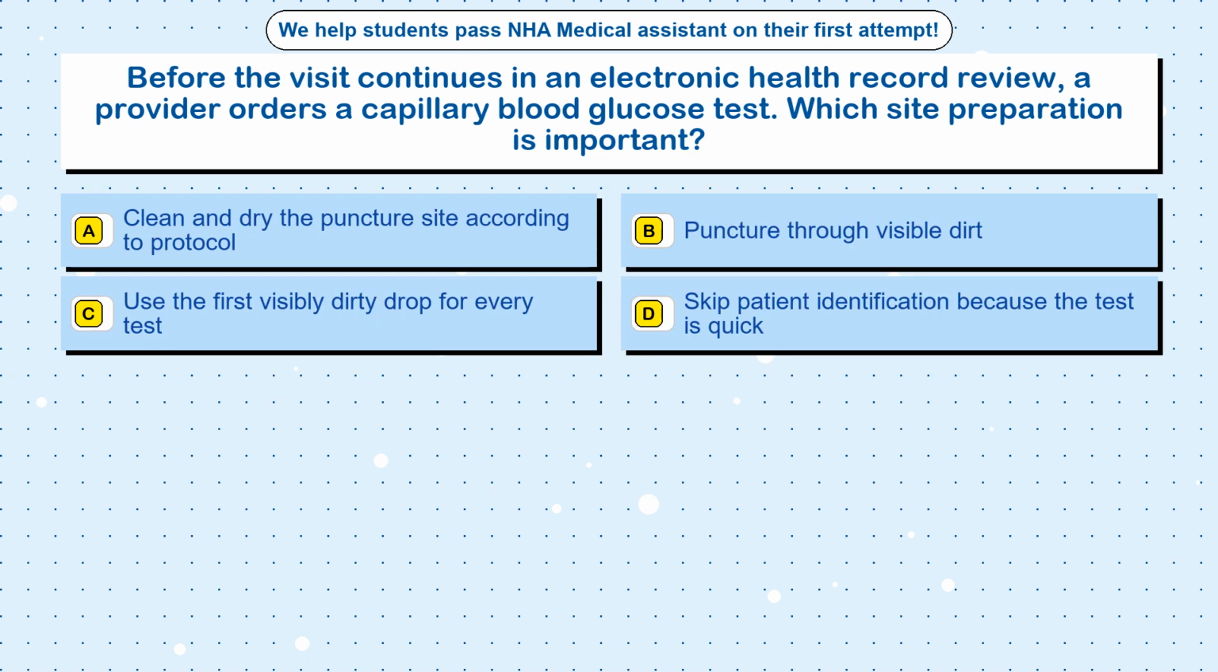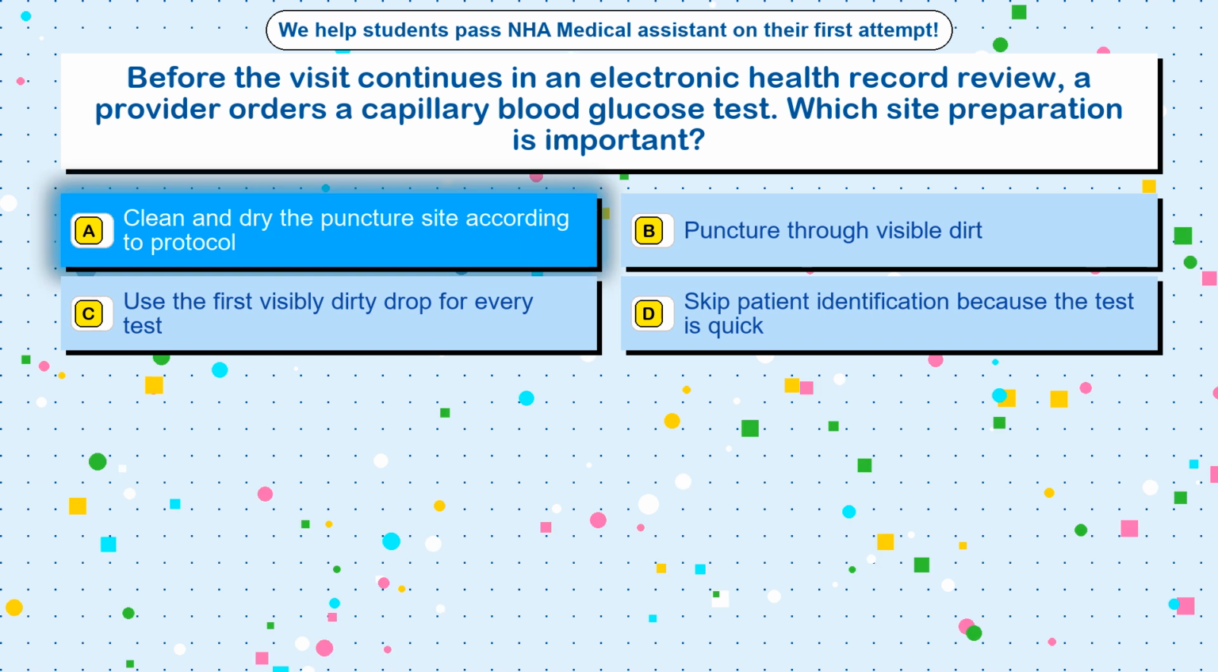Question 52. Before the visit continues in an electronic health record review, a provider orders a capillary blood glucose test. Which site preparation is important? Option A. Clean and dry the puncture site according to protocol. Option B. Puncture through visible dirt. Option C. Use the first visibly dirty drop for every test. Option D. Skip patient identification because the test is quick. The correct answer is option A.